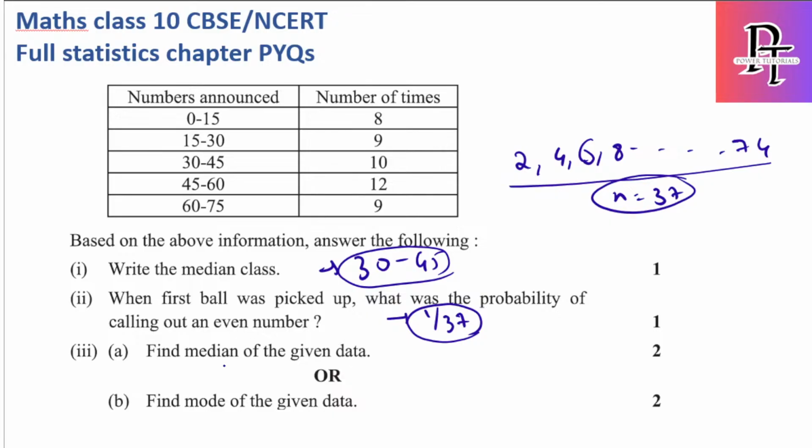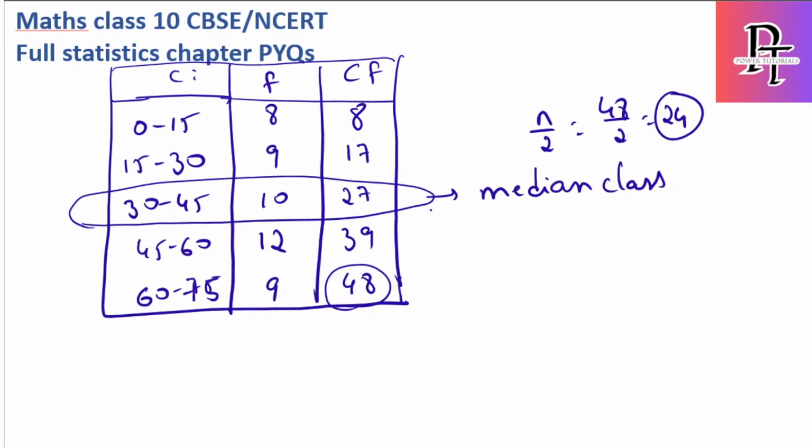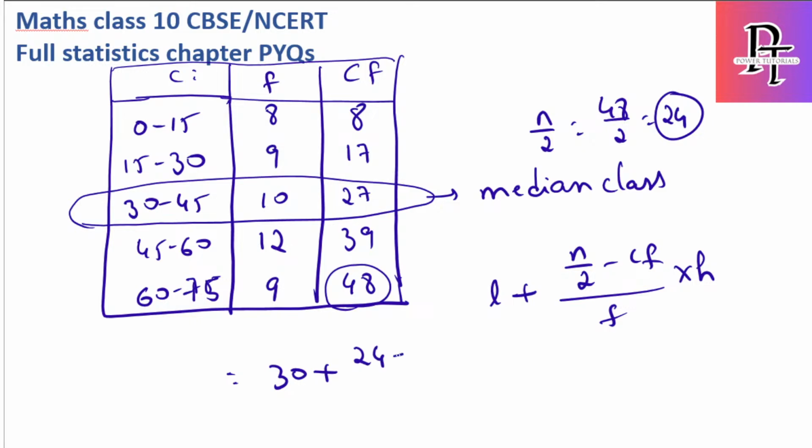Okay, so find the median and find the mode. We'll solve both median and mode. Let's solve the median first, because we already started here. For the median, the formula is L plus n by 2 minus CF by F into H. So what is the L value? L is the lower limit of the median class, which is 30, plus n by 2, which we already got, which is 24, minus CF.